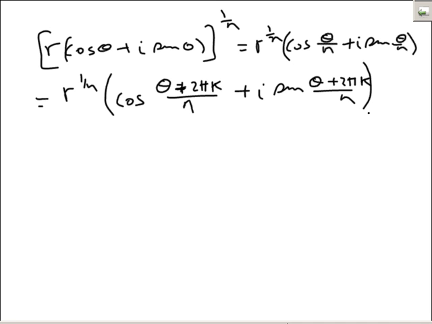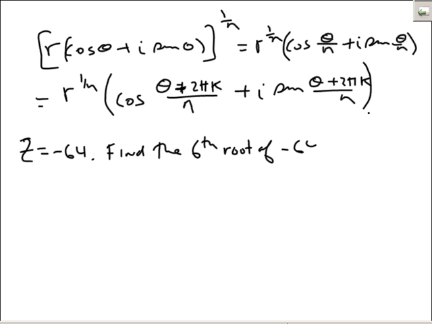So for example, if you have z equal to negative 64, and you want to find the sixth root of negative 64. In fact, that's the problem. Find the sixth root of negative 64. Now, I'd like to write negative 64 in cis form: negative 64 times cis, that is, cosine of some angle plus i times the sine of an angle.